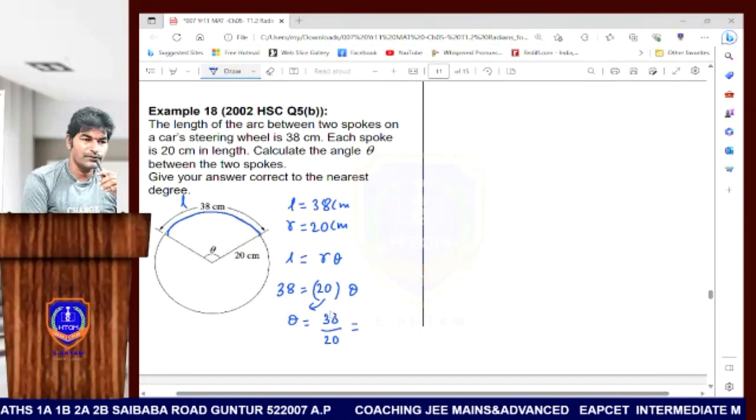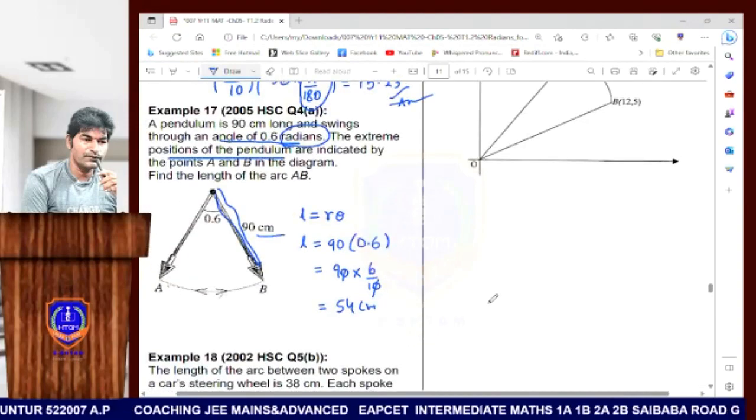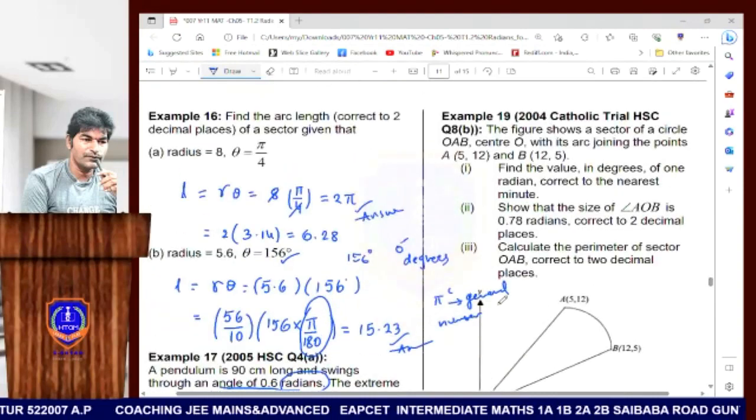Wow, 19 by 10, that's 1.9. 1.9 radians. What is this measurement? Radians. If you want to convert these radians into degrees, just multiply by 180 over pi, and we'll get that previous value. Okay, so keep the same, the radians.